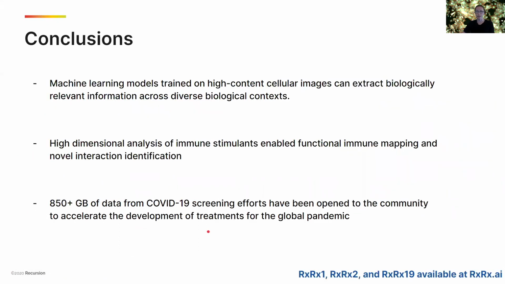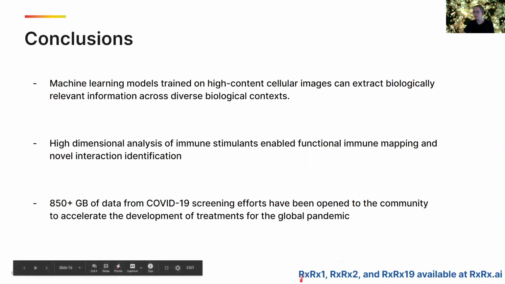What we told you today is that machine learning models can be trained on high content cellular images to extract biologically relevant information from across diverse biological contexts. We showed high dimensional analysis of immune stimulants, which enabled functional mapping of the immune system and identification of novel interactions and MOAs. And finally, I told you about more than 850 gigs of data that we released from our COVID-19 screening efforts. We hope that these can be used to help accelerate the development of treatments against the current global pandemic. Again, all of these data sets can be found at RxRx.AI.